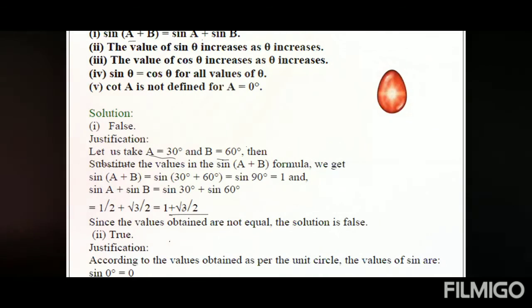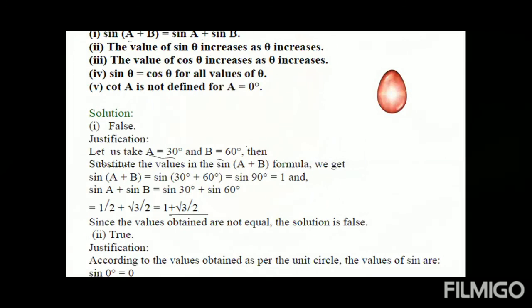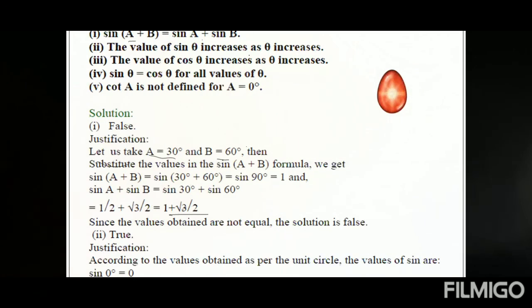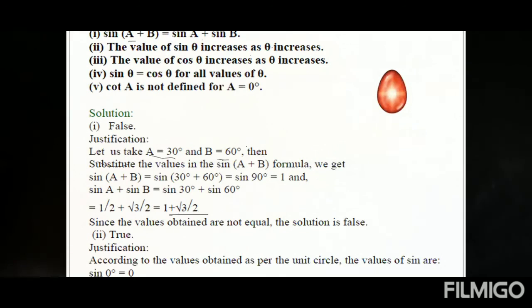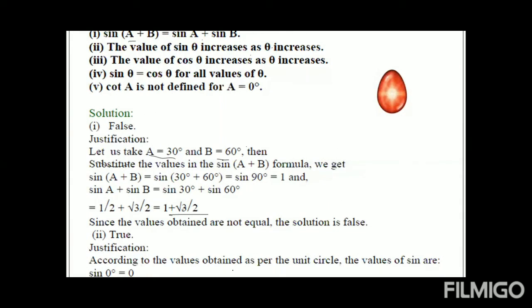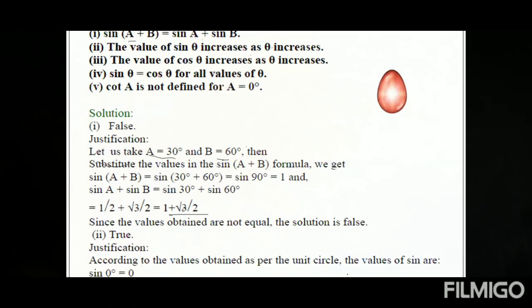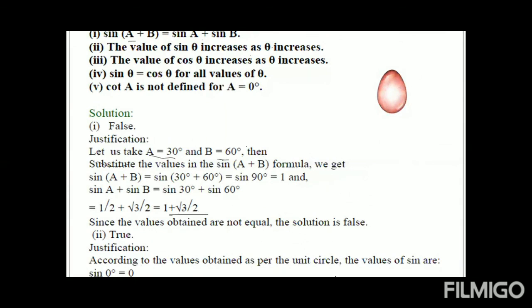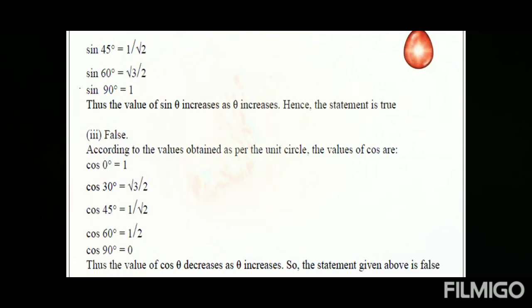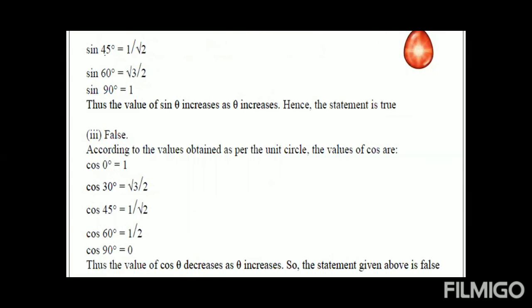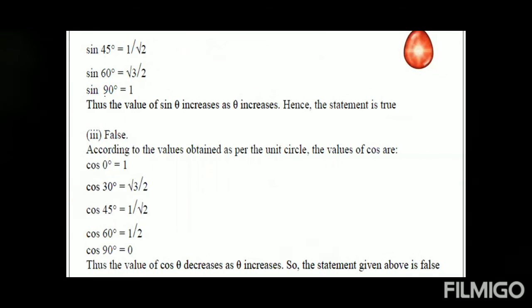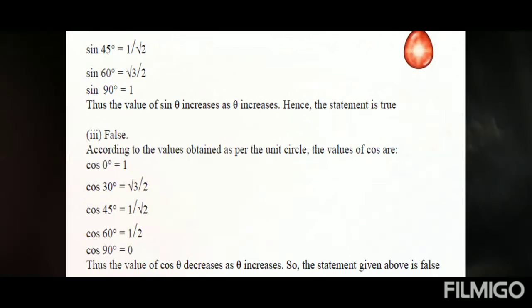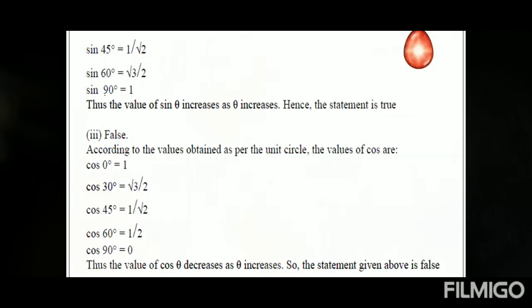Got it? So next, the value of sine theta increases as theta increases. Yes, true. According to the values obtained as per the unit circle, sine 0 degree is 0. Sine 30 degree is 1 by 2. Sine 45 is 1 by root 2. Sine 60 is root 3 by 2. Sine 90 is 1. It gets increased and is not decreasing.